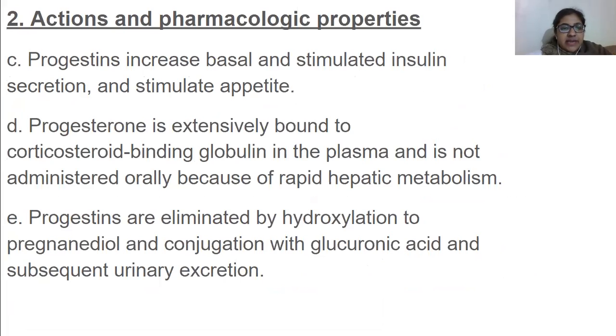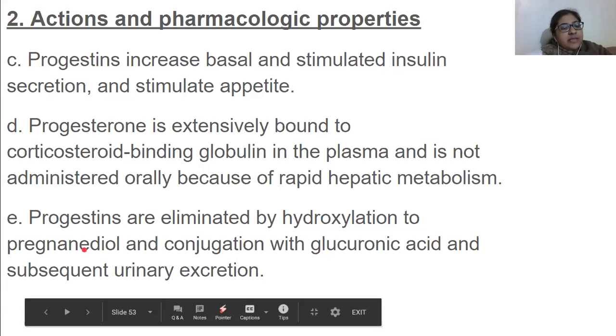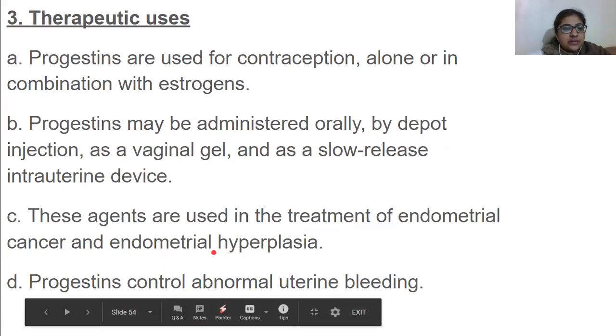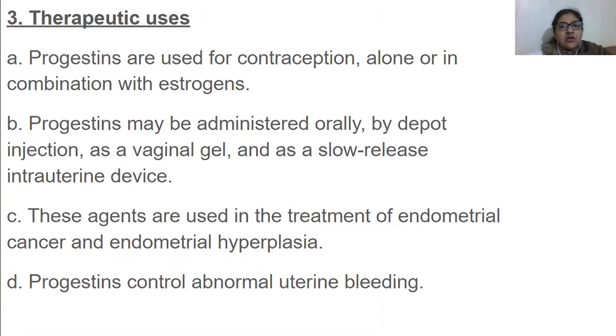Progestins are eliminated by hydroxylation to pregnanediol and conjugation with glucuronic acid and subsequent urinary excretion. So the therapeutic uses: progestins are used for contraception alone or in combination with estrogens. Progestins may be administered orally, by depot injection, as a vaginal gel, and as a slow release intrauterine device.